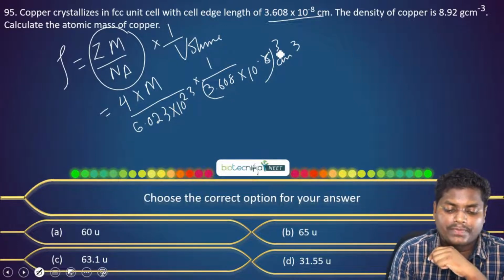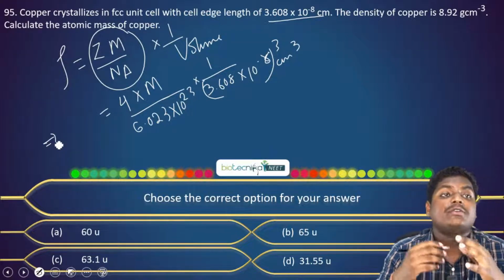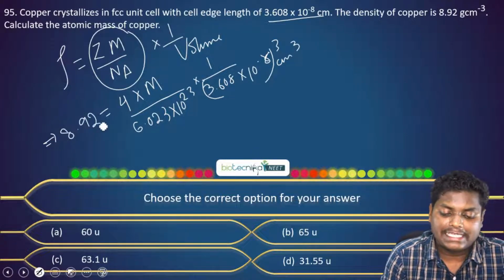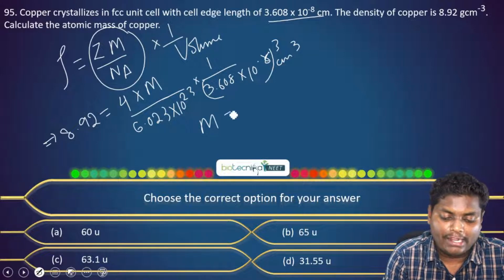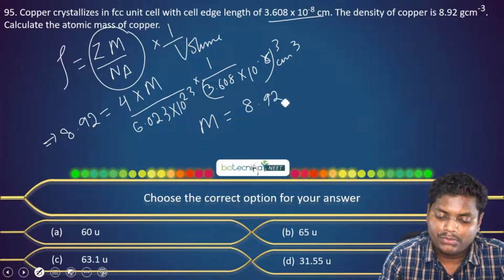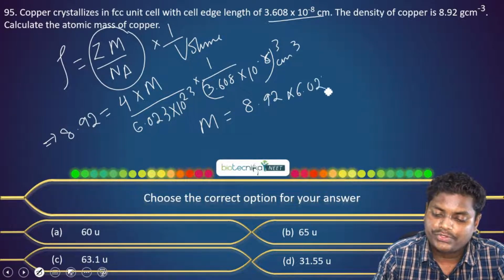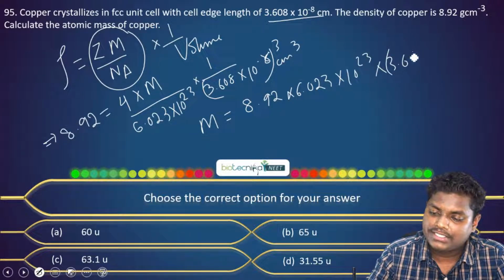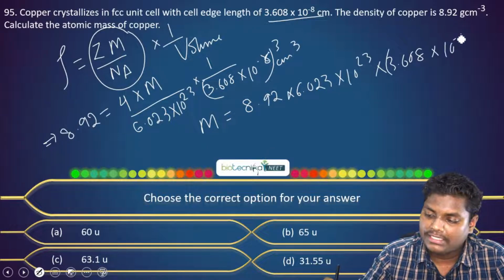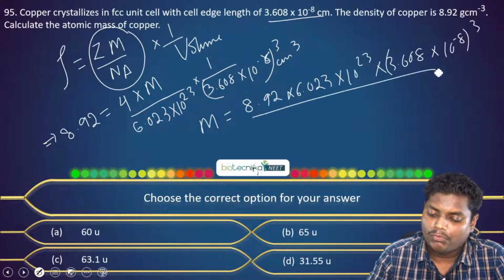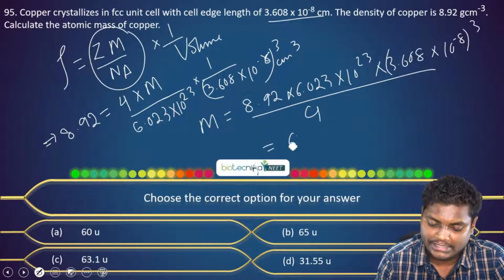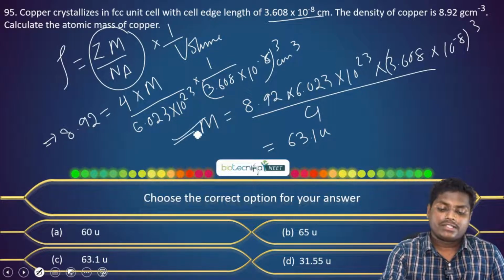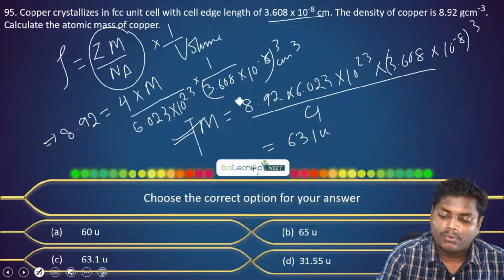So rho, the density value, is already given to us. It is 8.92. Now if we exactly solve this for m, it will be 8.92 into 6.023 into 10 to the power 23 into 3.608 into 10 to the power minus 8 whole cube upon 4. We'll get the value to be 63.1 u. So if we solve this exact calculation, it is 63.1 u.